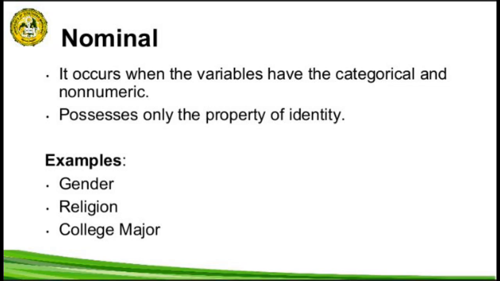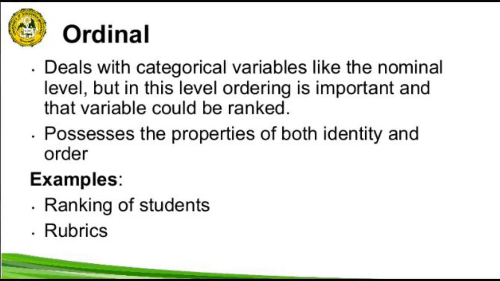Next is the ordinal. Always remember that ordinal is also like a nominal. It has categorical values, but in ordinal, there is an order, or the variables can be ranked, and it possesses the property of identity and order. For example, ranking of students. We need to rank them for us to be able to know who is first, second, and third.